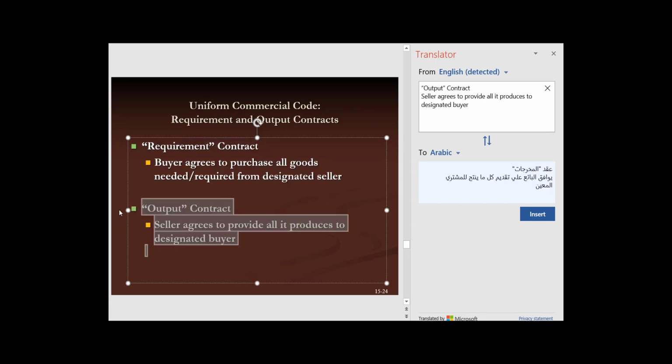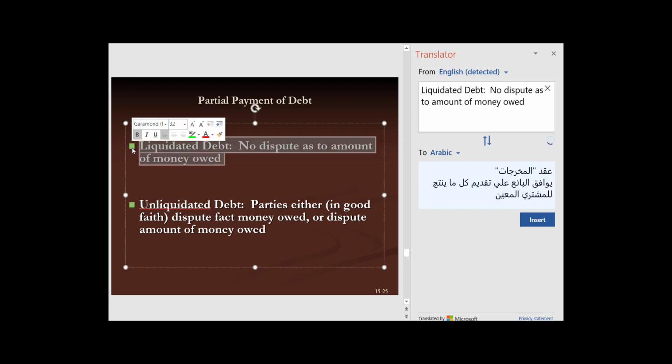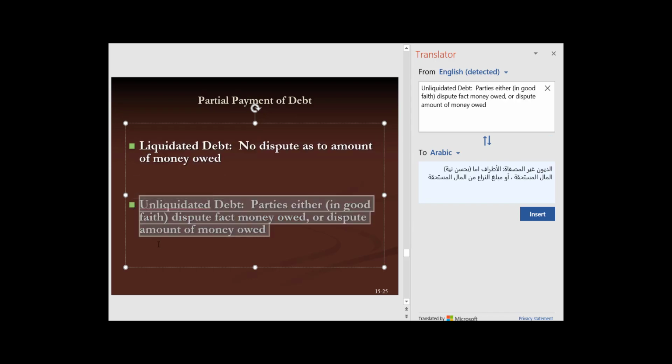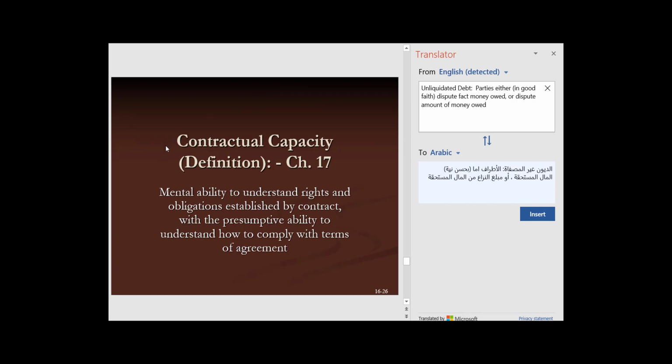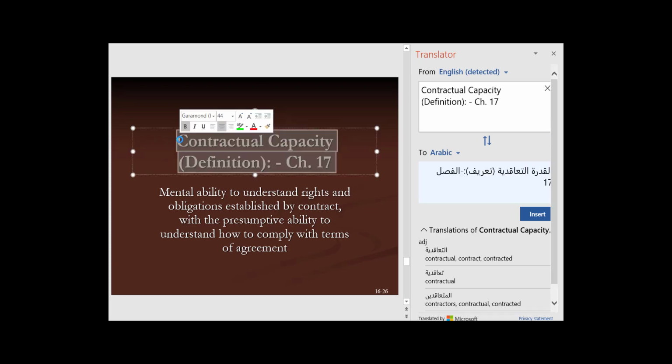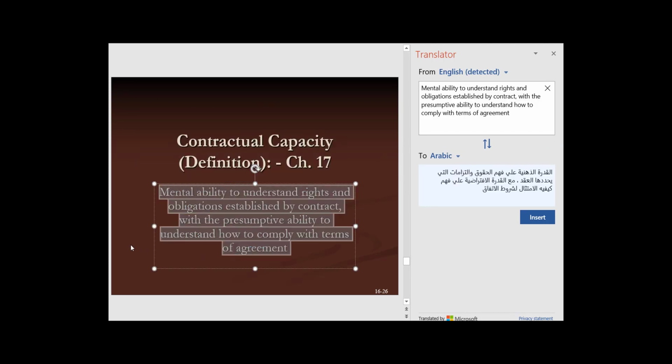Liquidated, unliquidated. Liquidated, no dispute. Unliquidated means the parties dispute in good faith the amount due. Liquidated, no dispute. Unliquidated, dispute. Remember, contractual capacity is the mental ability to understand. They're going to ask you about minors. They might bring that in a short question, short essay.